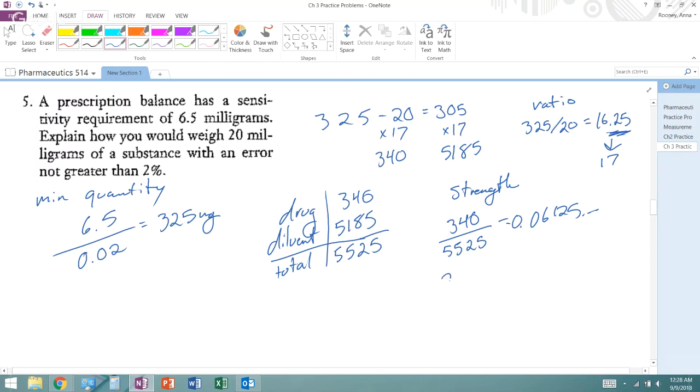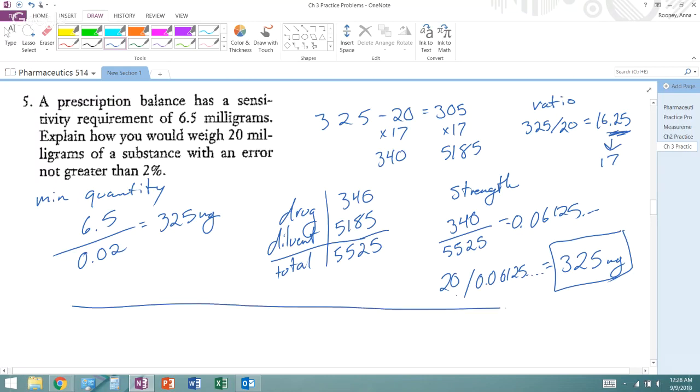And so if you take 20, which is the amount that we're looking for, and divide it by 0.06125, you'll find that your minimum weighable quantity is 325 milligrams. Or not your minimum. That is our minimum weighable quantity, but that is the amount that we are going to take to find that has 20 milligrams of the active ingredient that we need. Okay.